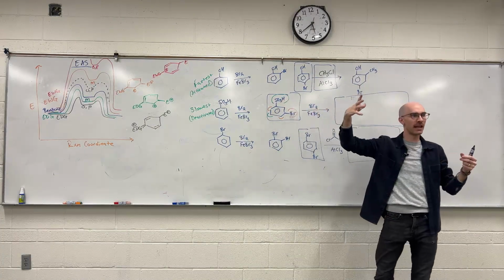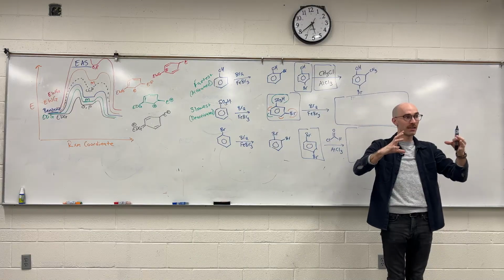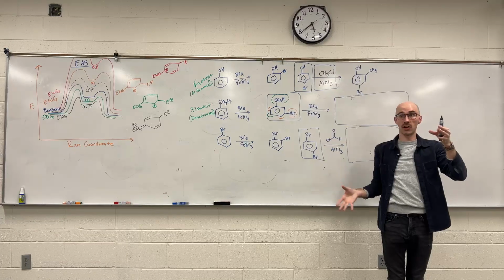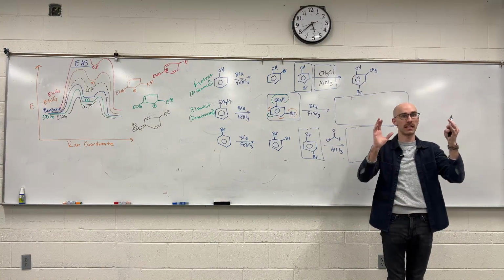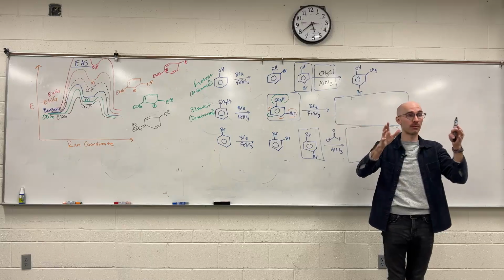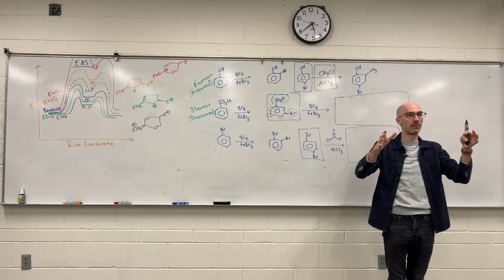How do we keep track of that? The halogens are right in the middle. Electron donors, best activators. Electron withdrawers, worst activators. Halogen, actually pretty close to the electron donors.